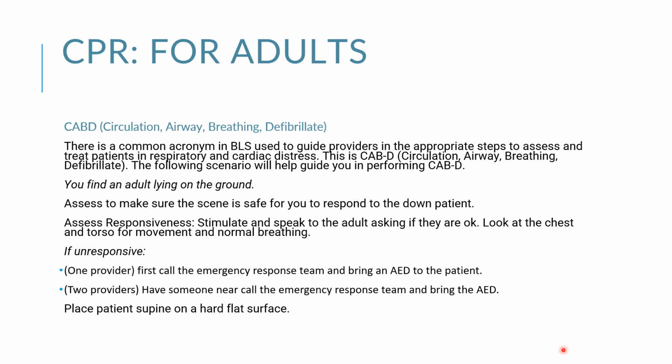You find an adult lying on the ground. First step, assess to make sure the scene is safe for you to respond to the down patient. Next, assess for responsiveness. Stimulate and speak to the adult, asking if they are okay. Look at the chest and torso for movement and normal breathing.